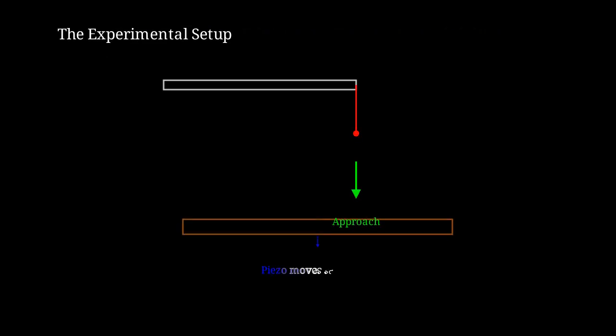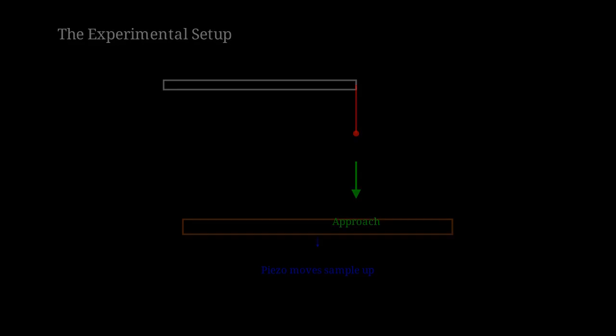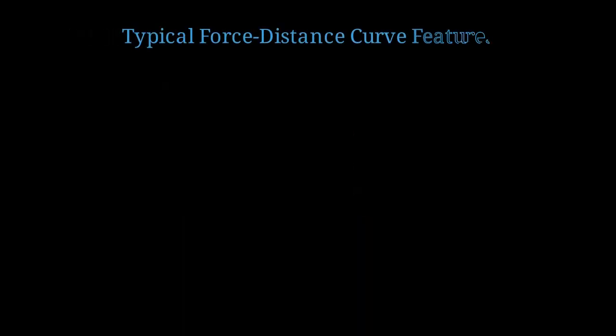Here's the setup. The sample sits on a piezo stage that can move with sub-nanometer precision. As the piezo extends, bringing the sample closer to the tip, the cantilever deflects. A laser reflects off the back of the cantilever onto a position-sensitive photodetector to measure this deflection. A typical force distance curve has several distinct regions that tell us about different interaction regimes.